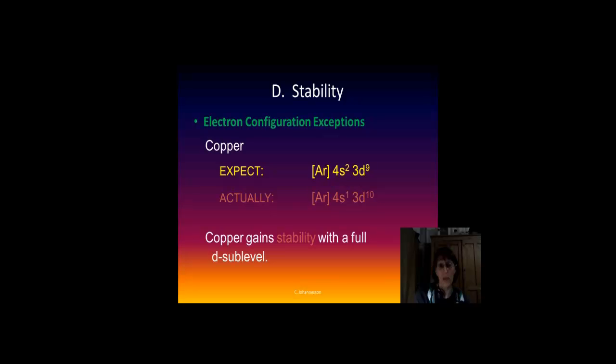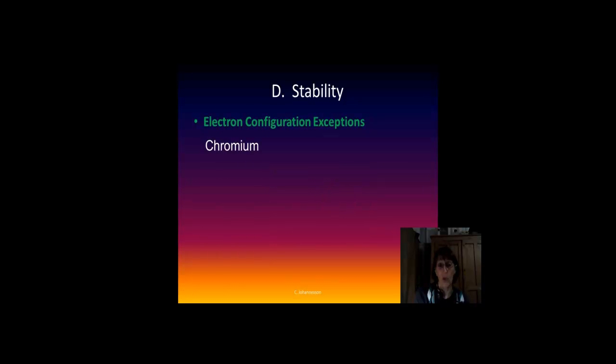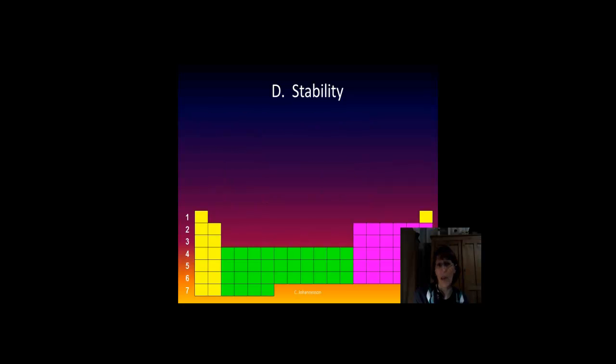But in reality, it's 4s1, and it fills up the 3d level with 10 because it's more stable that way. So you have several of them that are like this. Chromium has a unique, kind of an unexpected electron configuration, and you won't have to know all of the exceptions to the rules. But just so you know that there are some exceptions, and that's due to stability.